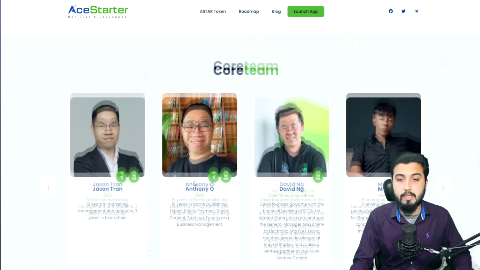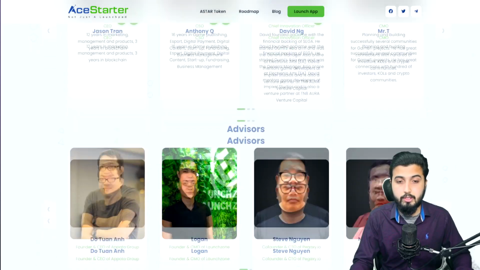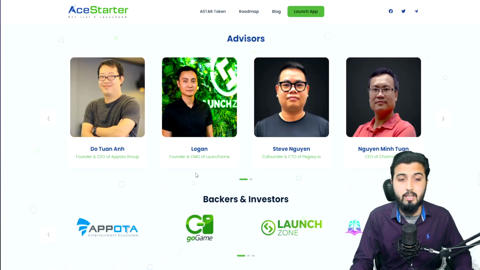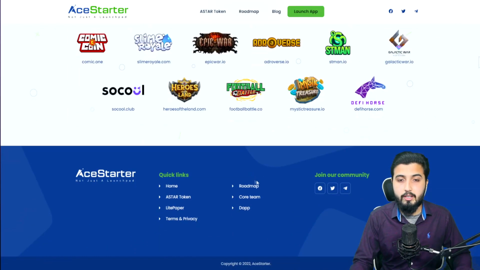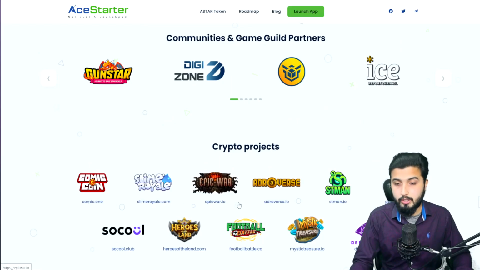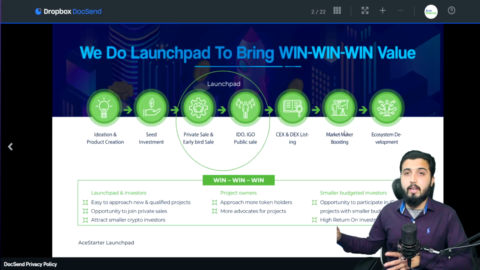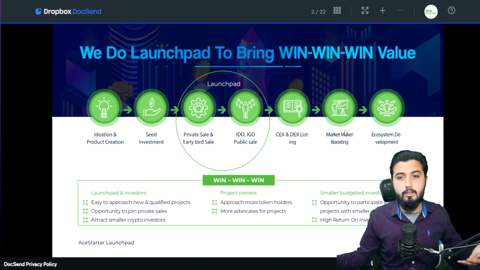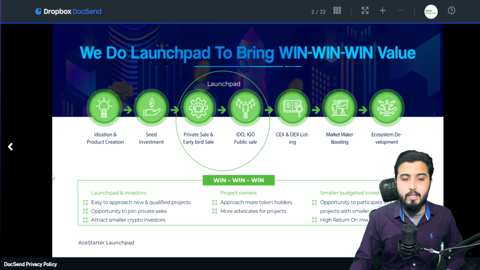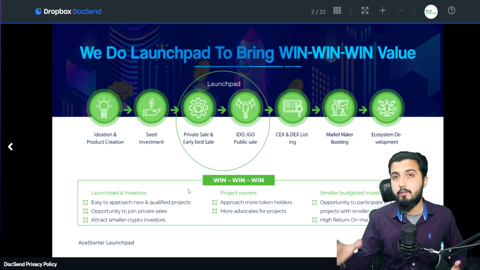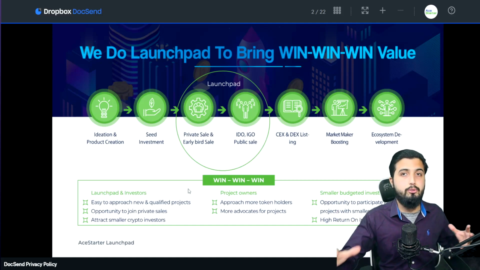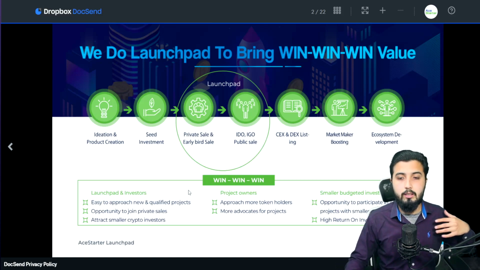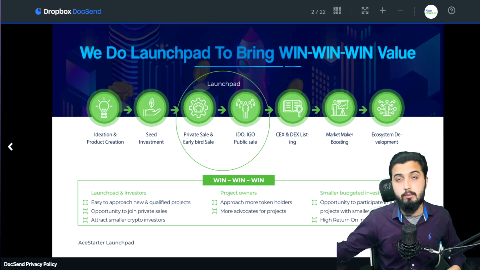And now here we have the complete team, which, as you can see, is doxed, which is another thing that ensures that the project is safe. And these are the backers and investors and the crypto projects. Now, not only did they have the Fairlaunch model, but this is what I like to call the win-win model. So we have three different kinds of people. First is the investors, the Launchpad, then we have project owners that place their IDOs or IGOs on the Launchpad, and then we have small budget investors.